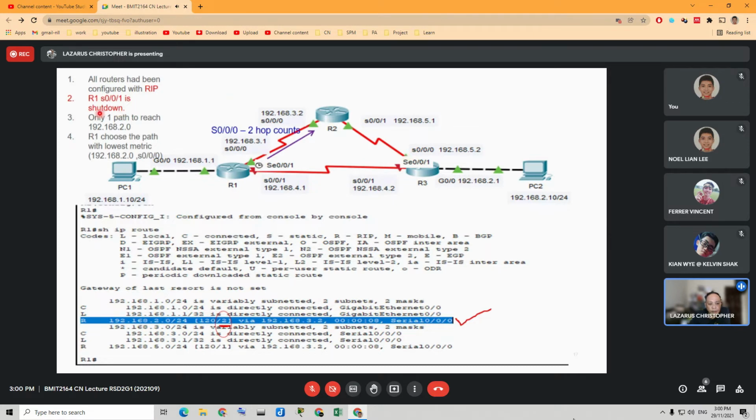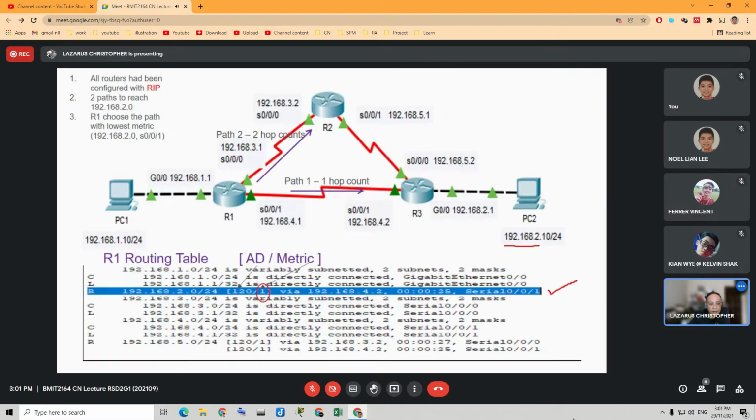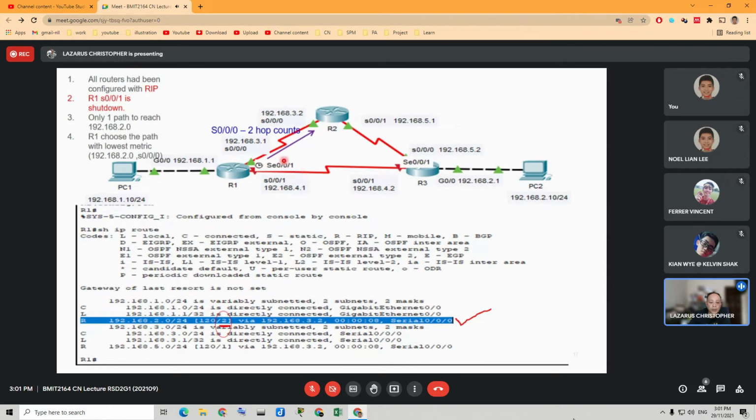You can see R1 S0/0/1 is shut down. When you bring it down, here both paths are active, and the router selects this to put inside the routing table. If you shut down path 1, the entry will be replaced with this. If you bring up S0/0/1 again, this will replace that entry again, because you want hop count, because you're using RIP.